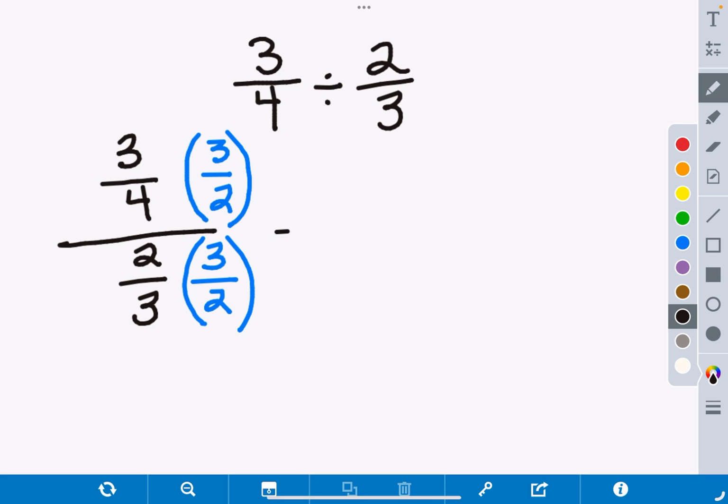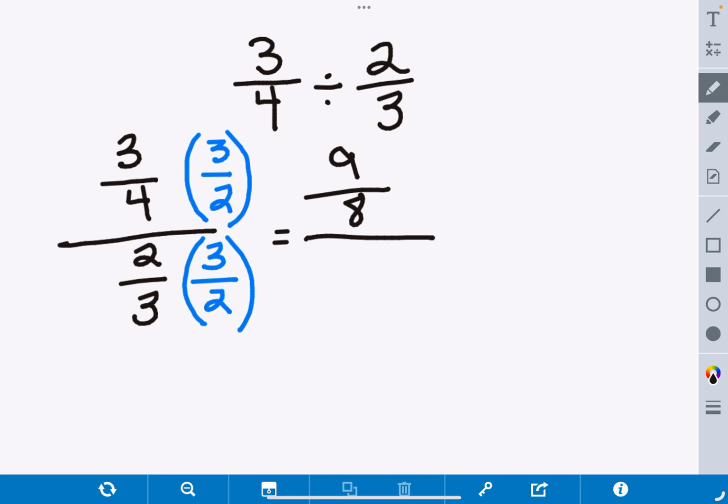I've got it set up for multiplying by the reciprocal, and now we're going to multiply straight across. 3 times 3 is 9. 4 times 2 is 8. Divided by 2 times 3 is 6. 3 times 2 is 6. Look at that. So now I have 9/8 divided by 1. And look at that. We know any number divided by 1 is itself, so I get 9/8.